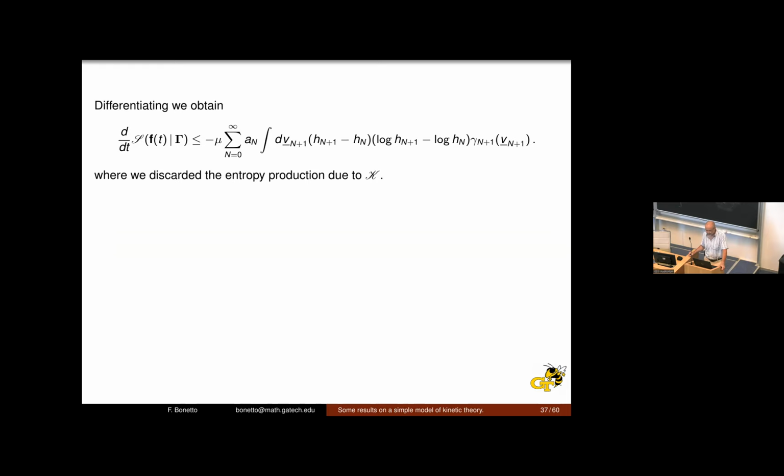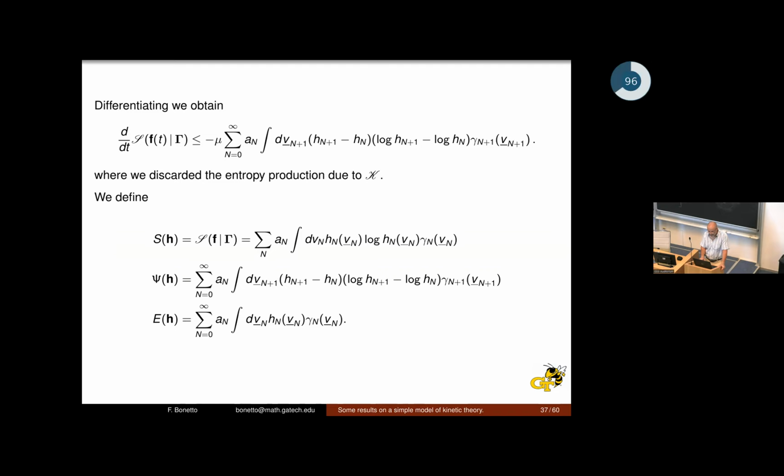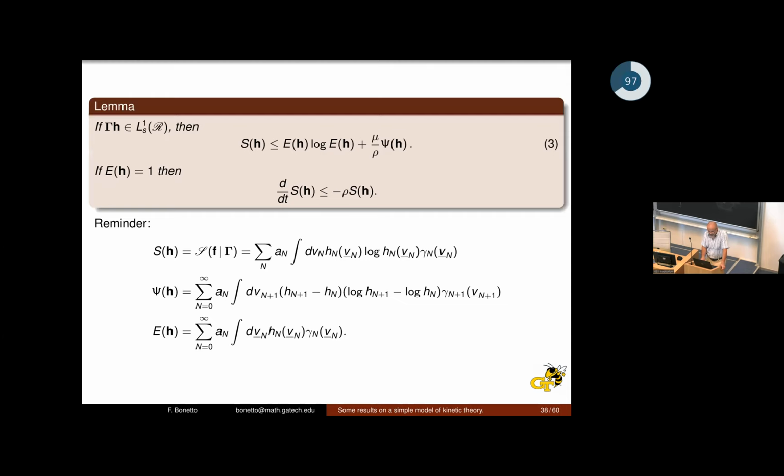But you can show that you can forget the collision term, and just look at the entropy produced by the interaction with the thermostat. And then you can define your entropy, S; psi is your entropy production, and E is just the integral of the function. I want to give a statement that does not require the state to be normalized. And what you get is a general inequality. H_n is a family of functions, A_n are my numbers. For any general family of these functions H_n of V, and this definition of entropy and entropy production, you have this inequality, from which immediately follows that the entropy goes down exponentially.